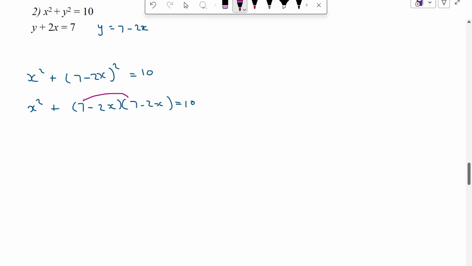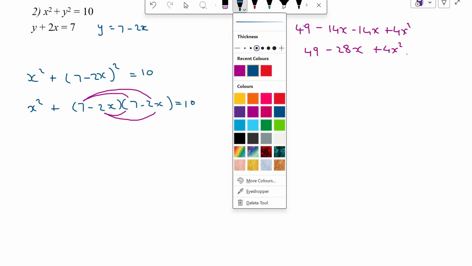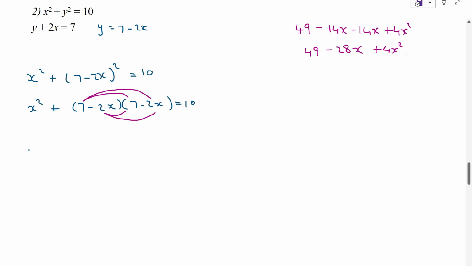So let's expand out. Just going to do that on the side here just to make it a bit neater. So 49 minus 14x minus 14x plus 4x squared, and simplified down, that gives us 49 minus 28x plus 4x squared. So let's go ahead and sub that value in here.